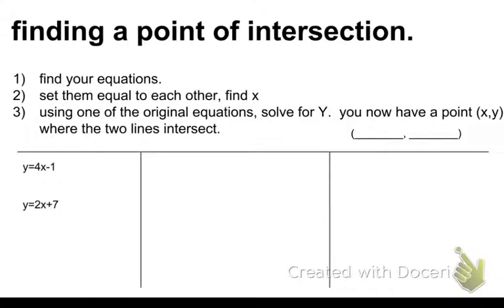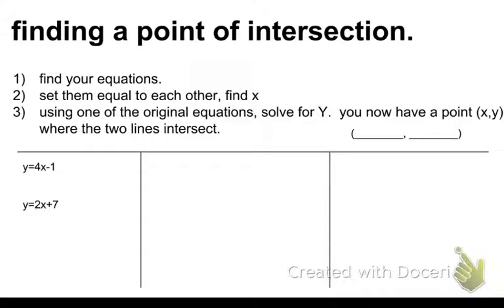So, what are the steps for finding the point of intersection? And this you will definitely want in your notes. 1, find your equations. 2, set them equal to each other and find x. 3, using one of the original equations, find y. Okay, you've already found x, find y. And then you now have a point. You have a point where you can reference. You have that point where these two lines intersect.